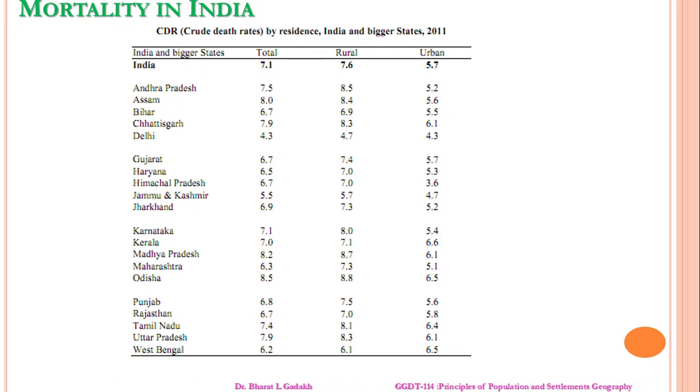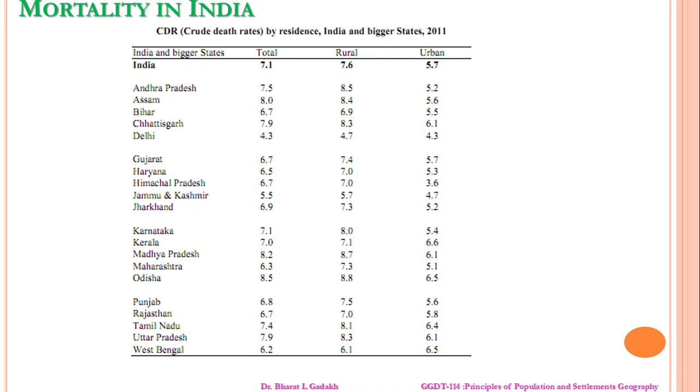These are the crude death rates by residence in India and the bigger states in 2011. India's total is 7.9, rural is 7.6, and urban is 5.7. Andhra Pradesh total CDR is 7.5, with rural 8.5 and urban 5.2. Assam is 8.0, with 8.4 in rural area and 5.6 in urban area.